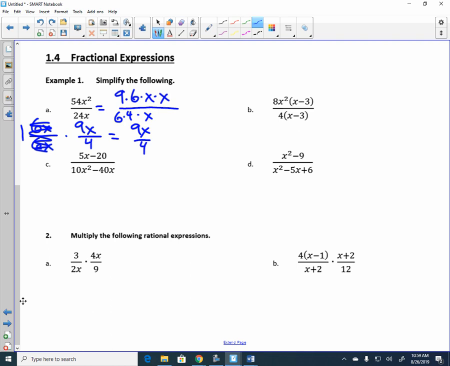Sometimes you have binomials that will cancel. So in this case, x minus 3 divided by x minus 3 will cancel. That makes 1, and so you're left with just 2x squared.